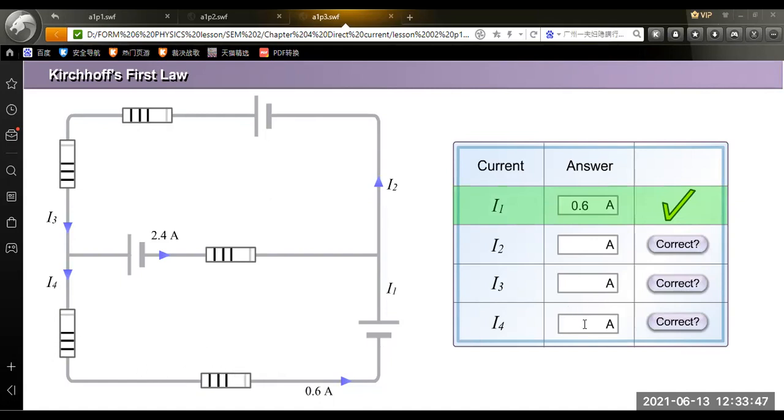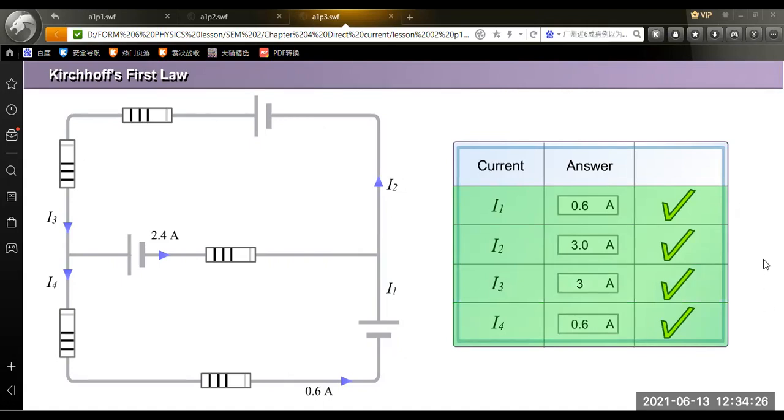In series, this means I4 also is 0.6 ampere. Okay, now this is 2.4 ampere. 2.4 ampere is going in and combined with 0.6. That means 2.4 plus 0.6 will be 3.0 ampere. After that, passing through this way, that means I3 also is 3 ampere.